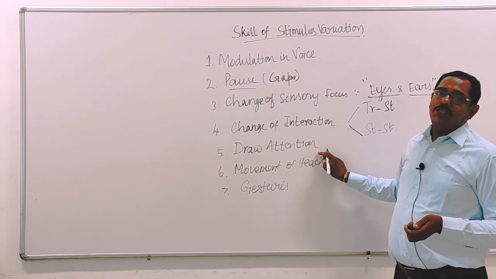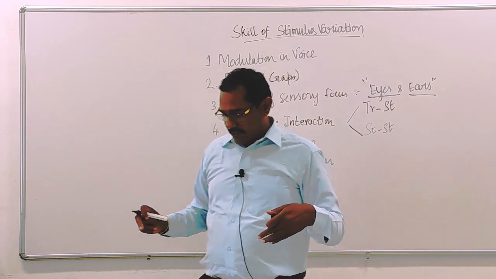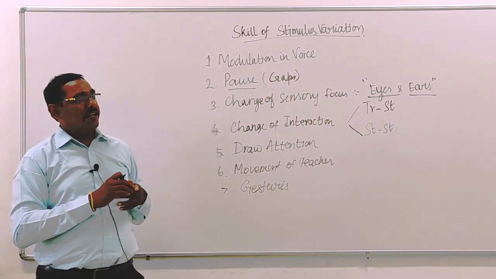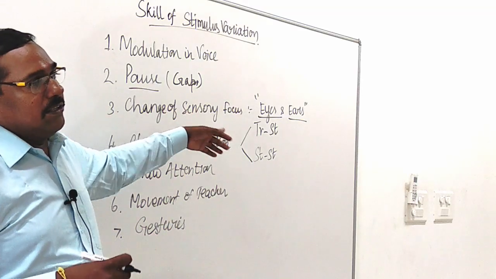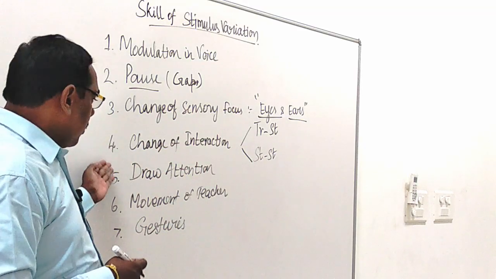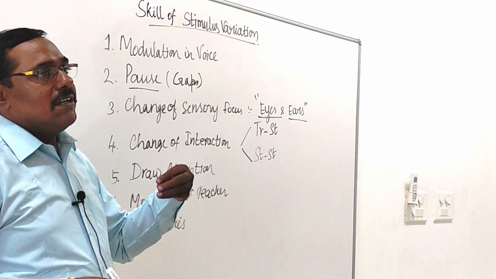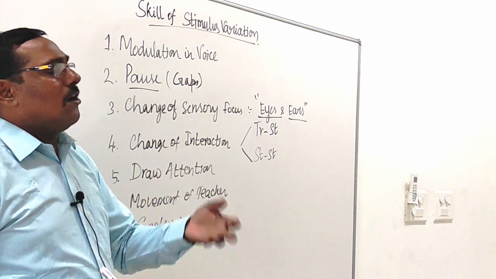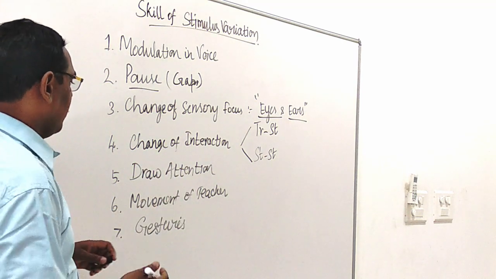Then the 5th one is draw attention. We tell them, come here, Yunus come here, Abdullah go there. Like that we will be telling. This means drawing attention. Don't see there, listen here, look at the board. These words we will be using so that if the students are not listening, they will listen to the teacher.